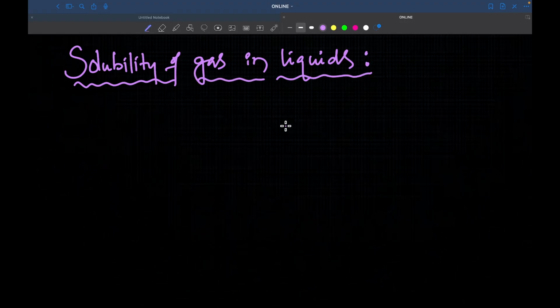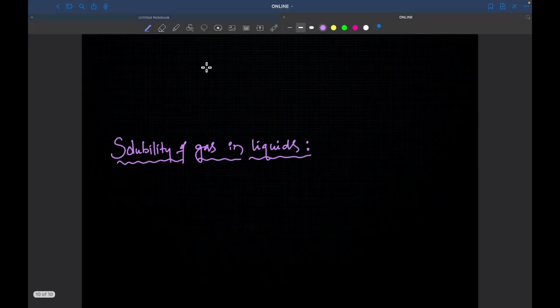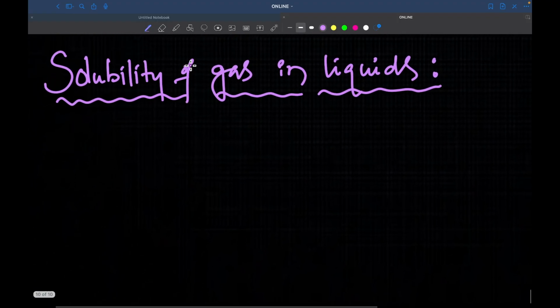So the solubility of gases in liquids is explained by a law we call Henry's law. We use it as Henry's law, but we will understand it. कैसे होता है देख लीजिए. Let us take one beaker.